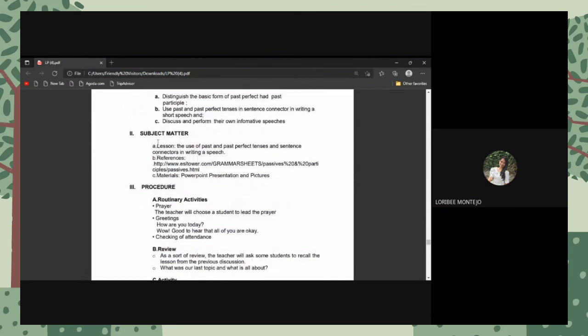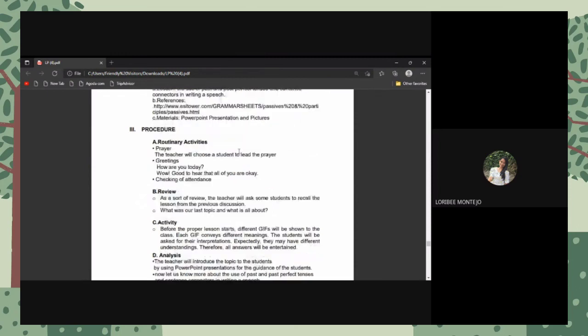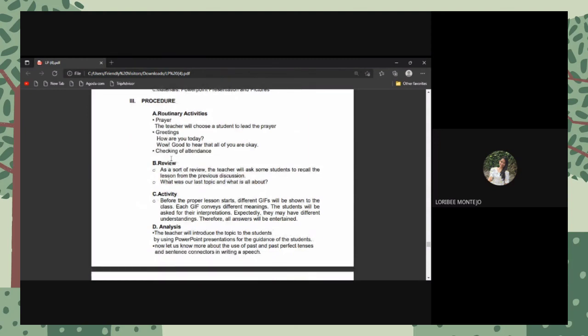In the subject matter, our lesson is the use of past perfect tense and sentence connectors in writing a speech. Also, I provided the references, the materials that will be needed, the PowerPoint presentation, and the pictures. So let's go down to our procedure. In the procedure, we will have routine activities: a prayer, greetings, and the checking of the attendance of the students.